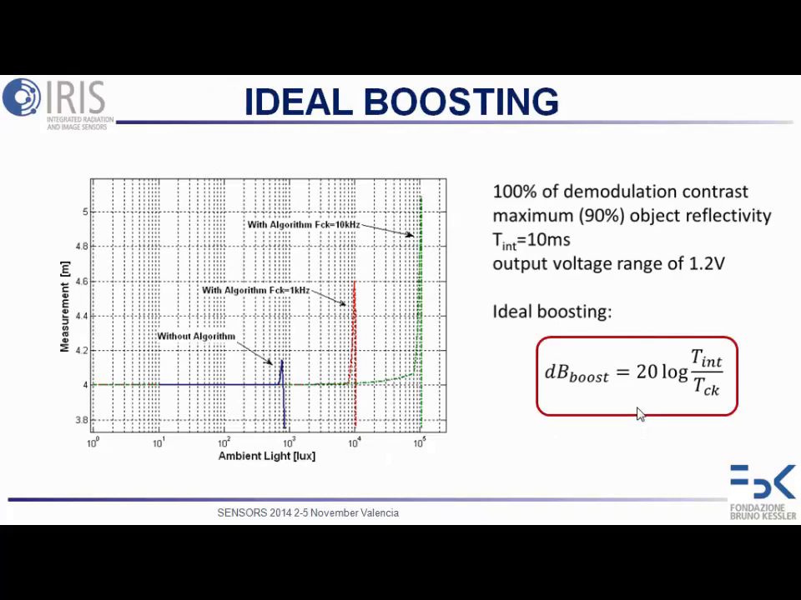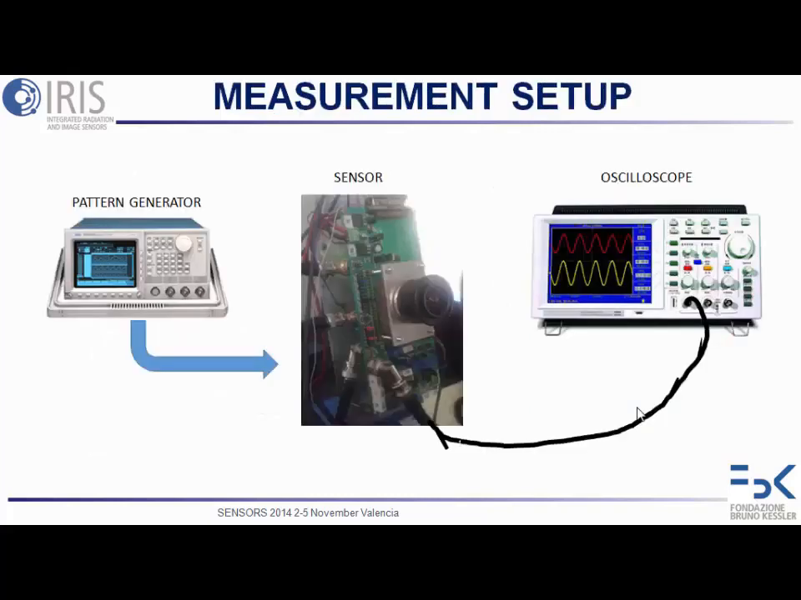This is a very simple model I used in order to understand how the dynamic range is boosted, taking into account ideal components. And this is the equation I found. It is really easy, and it depends on how often I want to refresh the pixel.